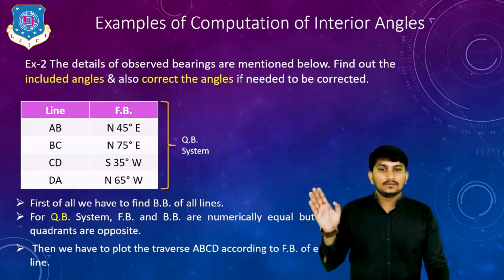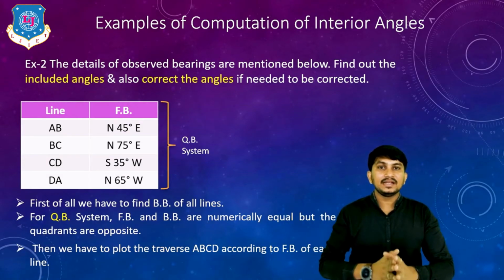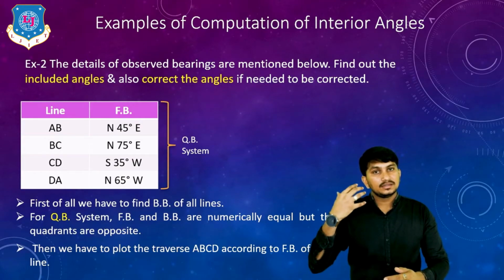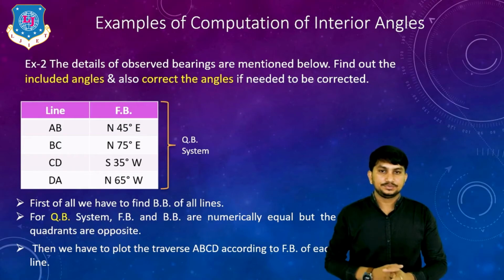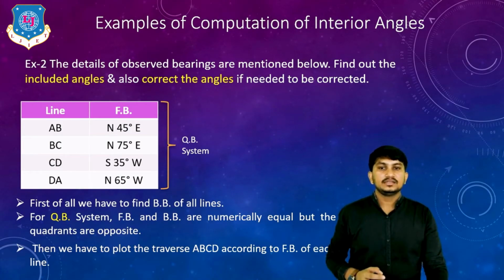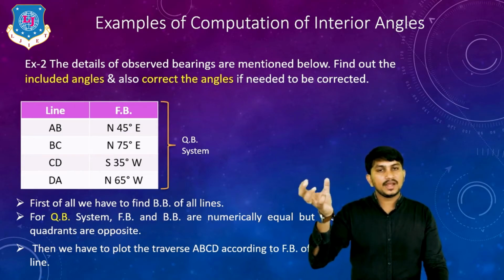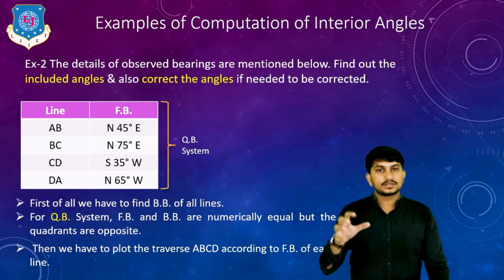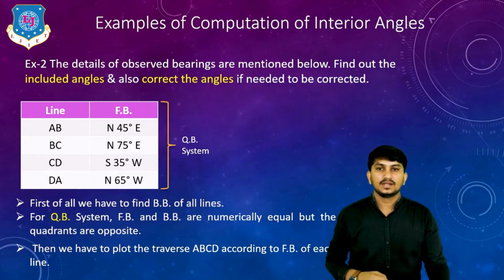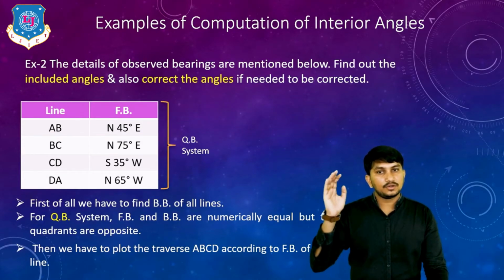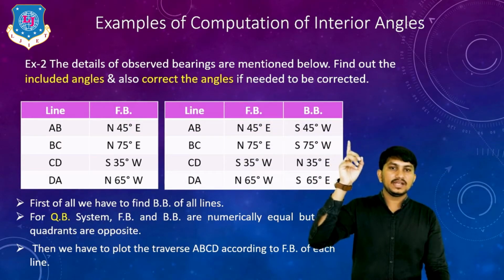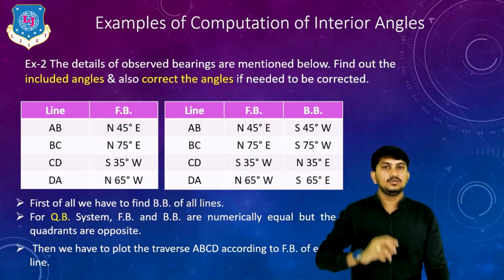For QB system, fore bearing and back bearing are numerically equal, but the quadrants are opposite. We just discussed this before, how to convert fore bearing into back bearing. After converting fore bearing into back bearing, we have to plot the traverse ABCD according to fore bearing of each line. So first of all, we will convert fore bearing into back bearing. After converting, this is how the table looks.